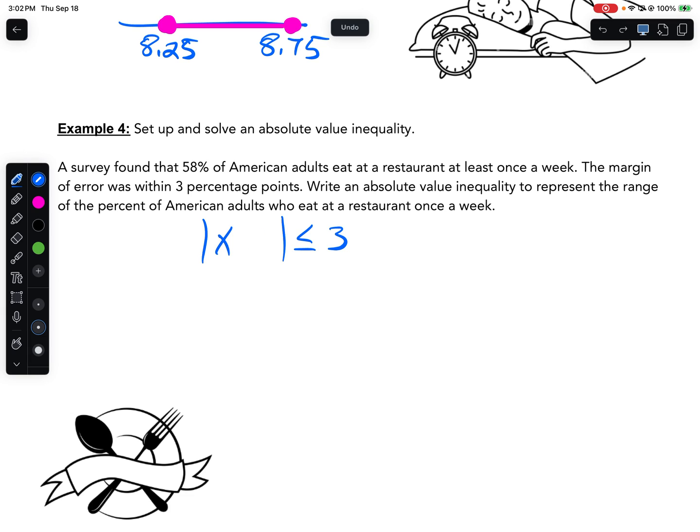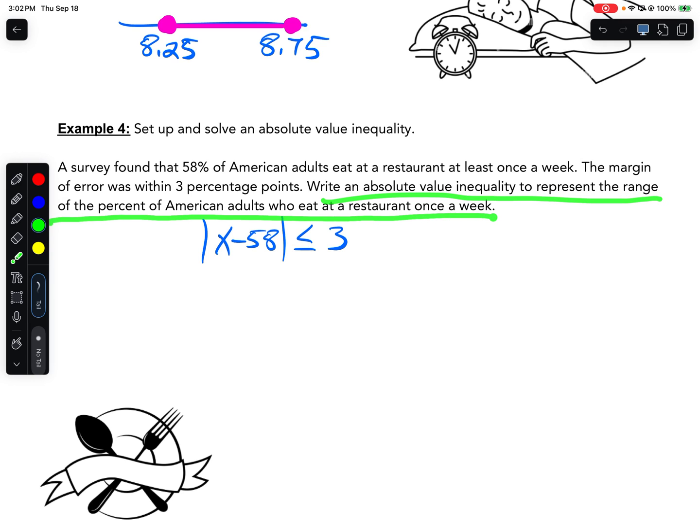58 in the middle. What's the sign have to be in between the x and the 58? Minus. So all it said was write an absolute value inequality to represent the range of percent. So do we need to solve it? No. Nope, we just write it and we're good.